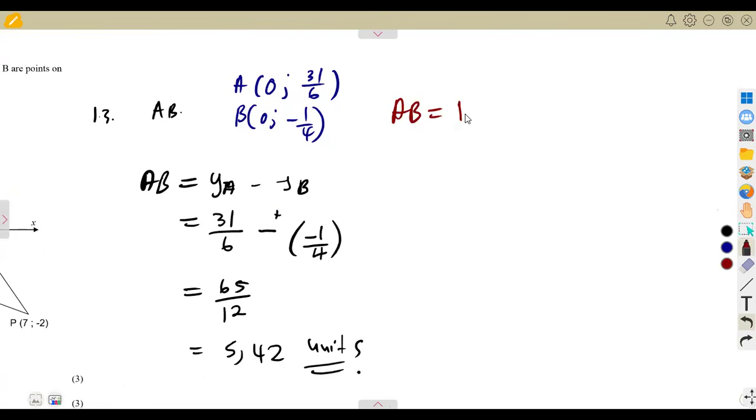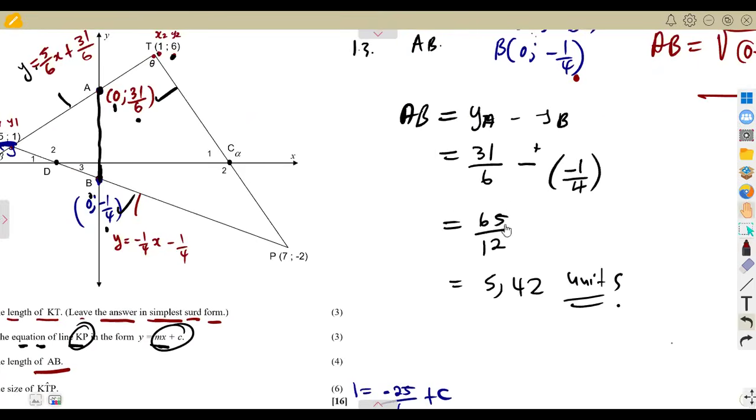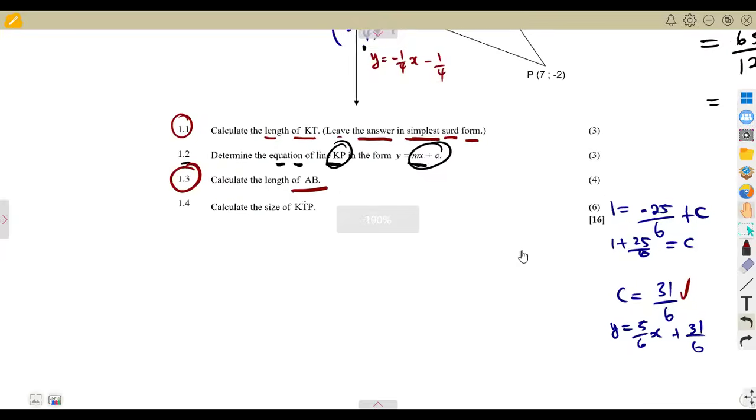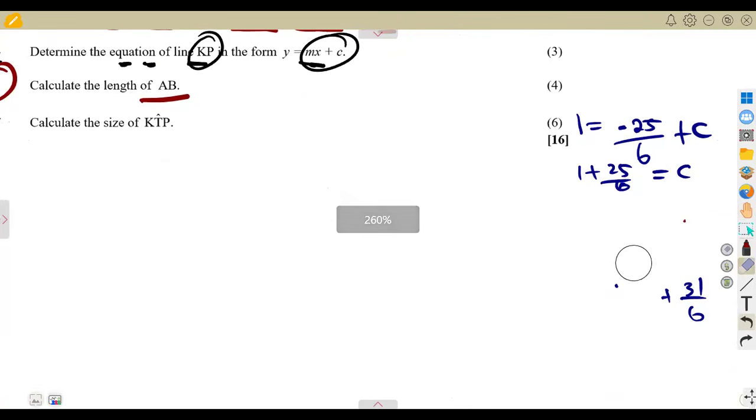You are not limited. The distance formula still works. x2 minus x1, that is 0 minus 0 squared, plus the y values, minus 1 over 4 minus the y value there, which is 31 over 6, squared. Still, you are going to have the same answer on the distance. But if you understand this, then please use it. It's going to be an advantage in your simplifications to know this idea.